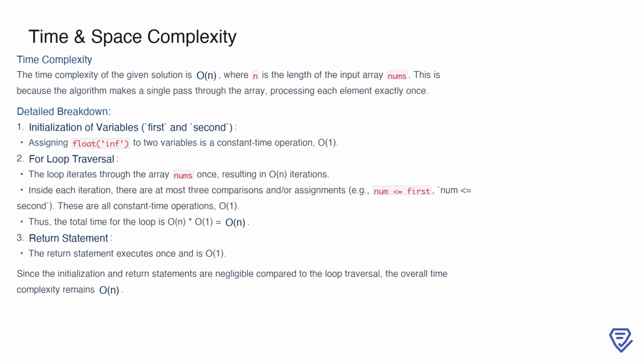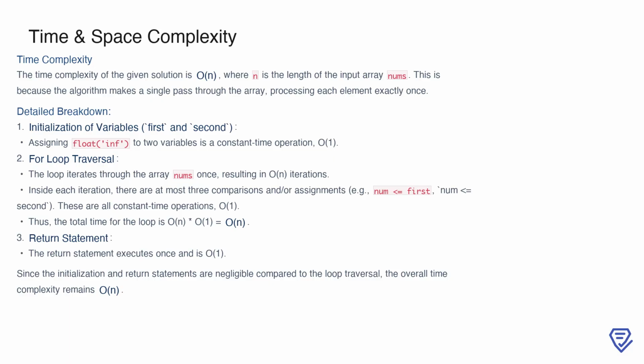The time complexity of this solution is O(n), where n represents the length of the input array nums. This is because the algorithm processes each element of the array exactly once in a single traversal. Let's break this down step by step. First, we initialize two variables, first and second, and assign them the value of positive infinity. This initialization is a constant time operation, O(1).